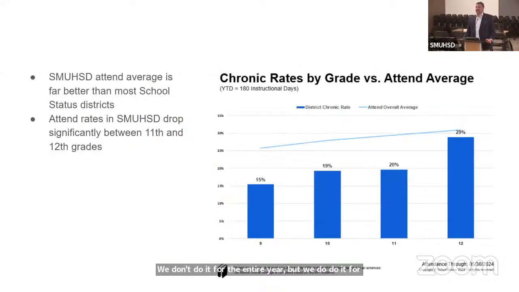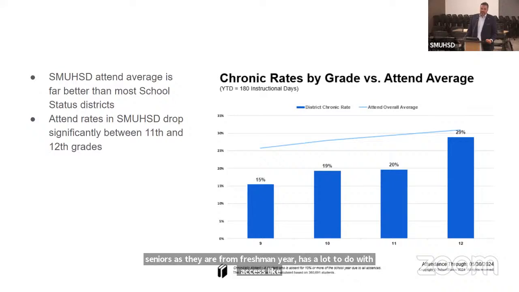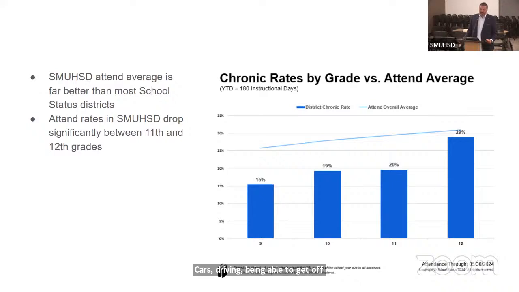And you can see here by grade level, obviously almost twice as many chronically absent students are seniors as are from freshman year. Has a lot to do with access, like cars, driving, being able to get off campus more readily, having reduced schedules, things of that nature really factor into this number. But still, the blue line is the chronic rate of all the other districts that School Status works with. So you can see how we do compared to the nation and compared to other California schools.